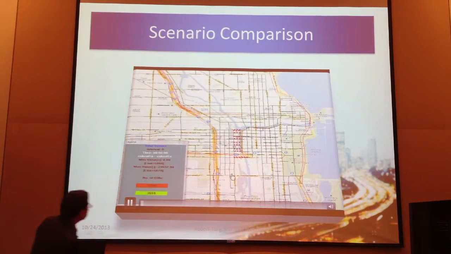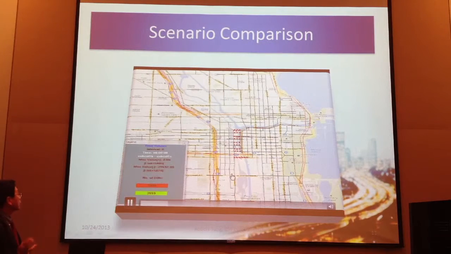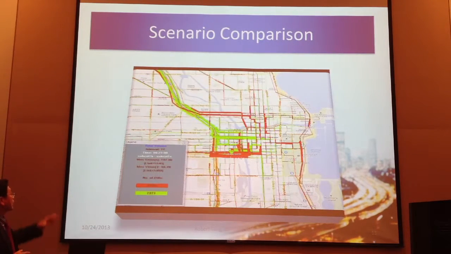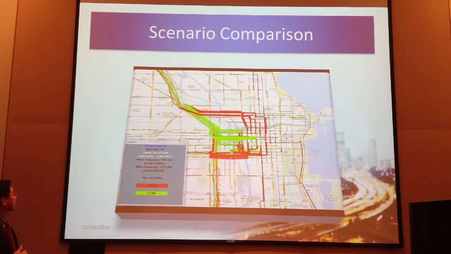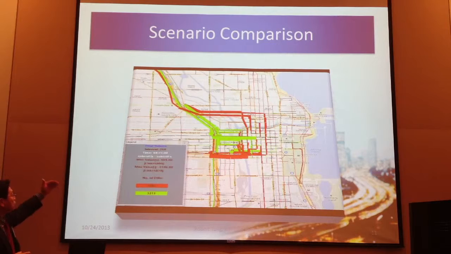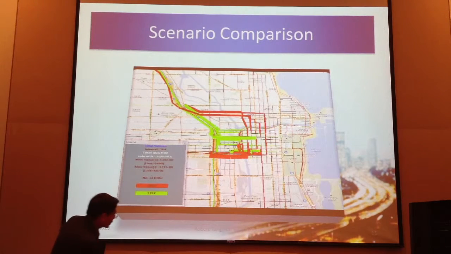And also for scenario comparison, for example, here we are simulating a bridge closure in downtown Chicago. Green means the volume dropped compared to the base scenario, and red means the volume increased. So you can see where the traffic diverted to.